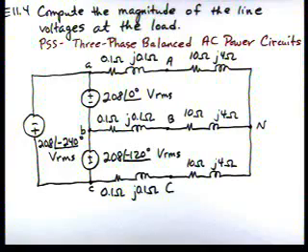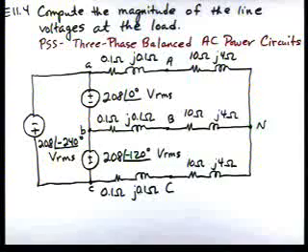In Learning Assessment 11.4, we're asked to compute the magnitude of the line voltages at the load. We have a three-phase circuit as shown in the diagram, and we're going to utilize our problem-solving strategy entitled Three-Phase Balanced AC Power Circuits. Step 1 of that strategy says convert the source/load connection to a YY connection if either the source or load is in delta connection.